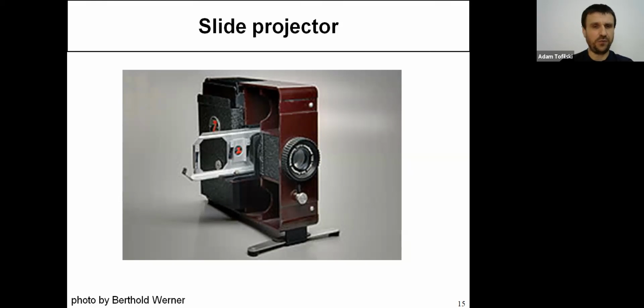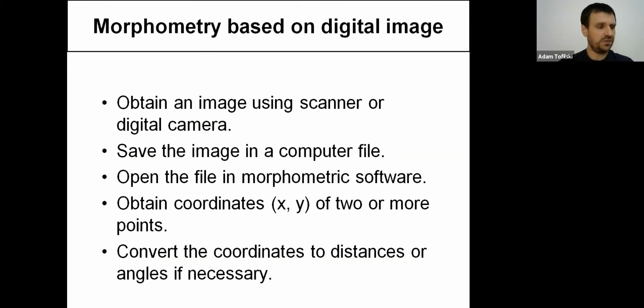However, again, this is kind of history, because nowadays most of the measurements are based on digital images, which are obtained using cameras or scanners. Then we get a file. The file is saved in the computer. Then it's opened in the software. In the software, some landmarks are determined, and the coordinates can be converted to distances or angles using quite simple formulas. Or if you use geometric morphometrics, you use the coordinates directly.